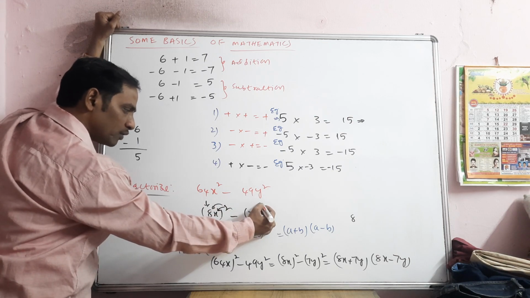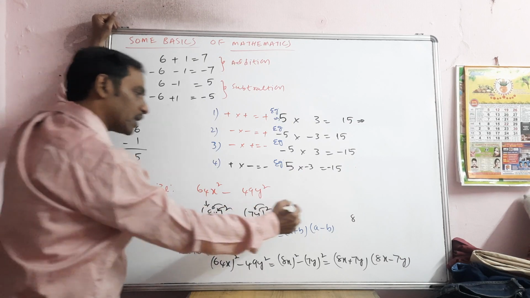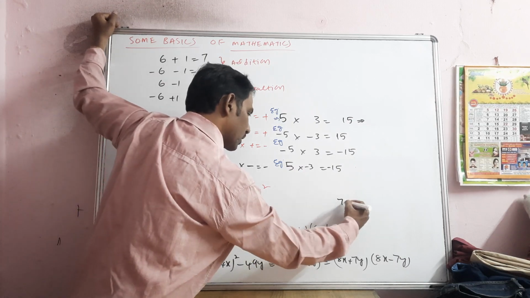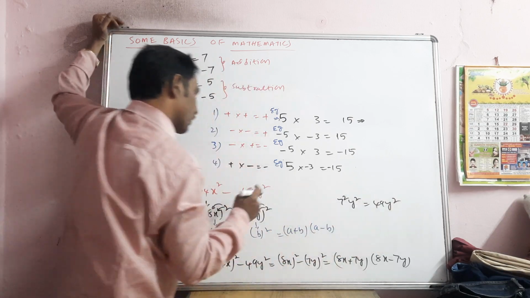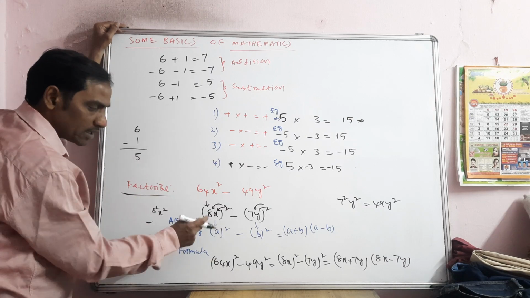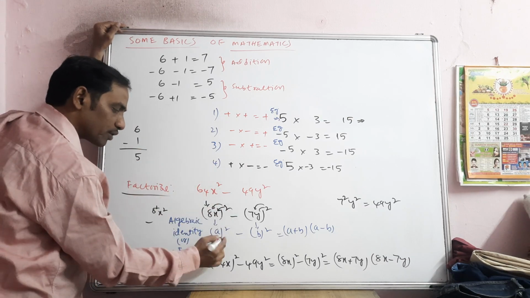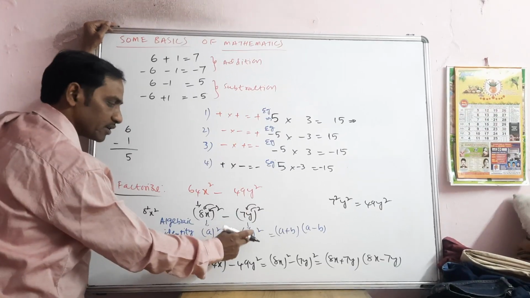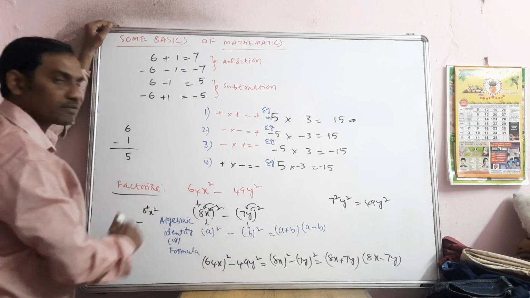So when the 2 goes inside the power, it will become 7 square and y square, like this. So 7 square is 49 and this is y square. So in that way you are right. Now whatever the term in the bracket is there, you have to take it as a, and here it is b. So now our a is 8x and our b is 7y, right?